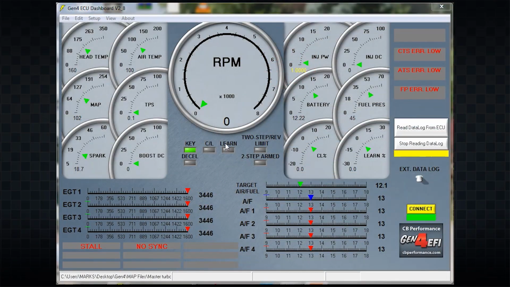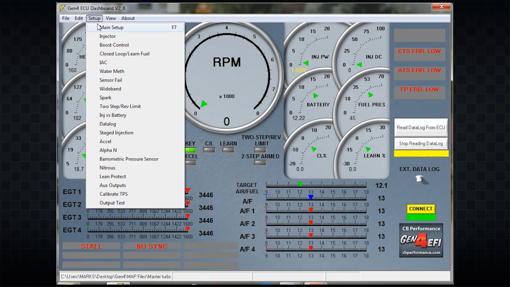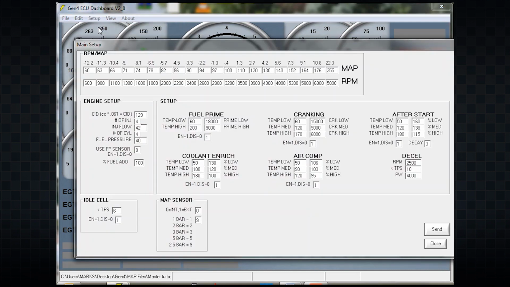In this video, we're going to be going over the main setup page in the Gen4 EFI system. To access the main setup page, we'll go up here to Setup, and then Main Setup. In here, you'll see different tables. I'll explain one by one what each table does and how you can tune the engine with these different tables.